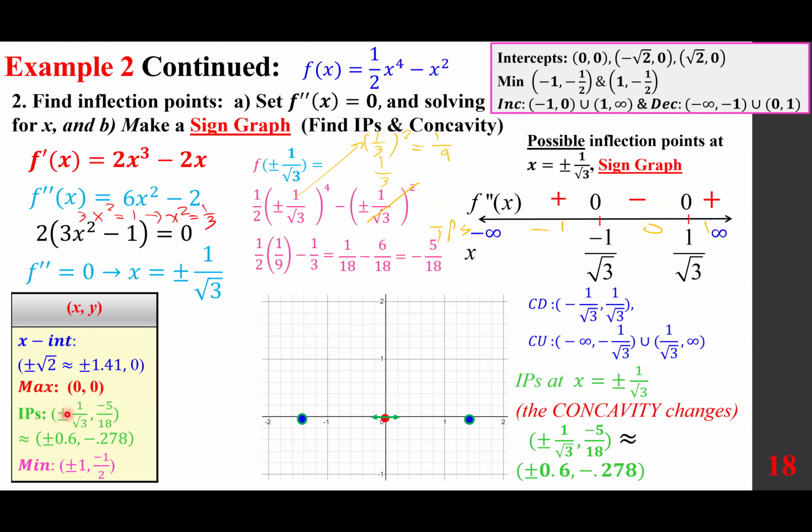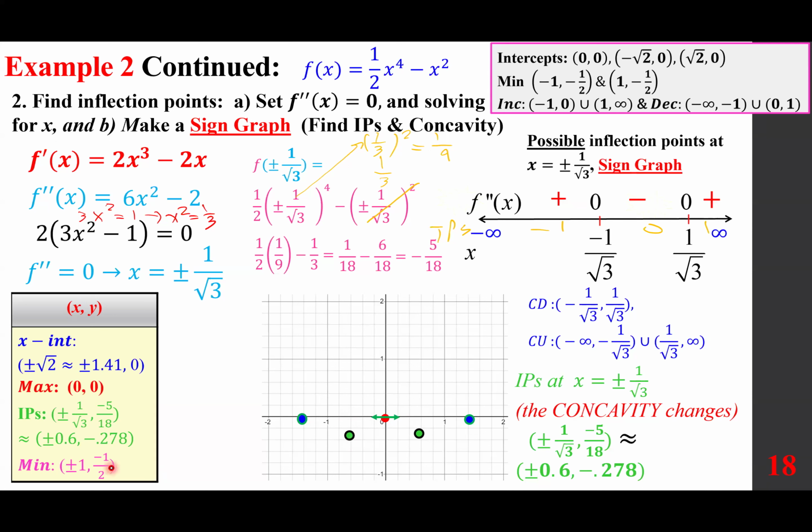The IPs at plus minus 1 over square root of 3, comma minus 5 over 18. We go with this 0.6 and negative 0.3. So 0.6 roughly here. And it goes down by 0.3, negative 0.6 roughly here, and it goes down. So we have these two pairs.